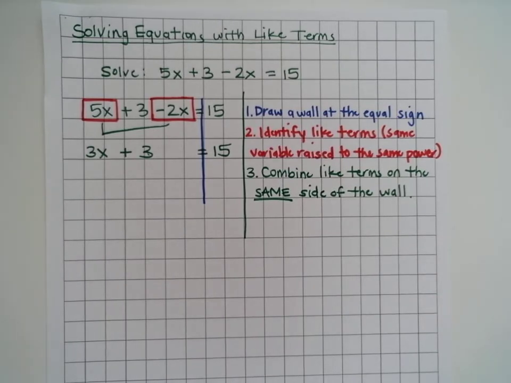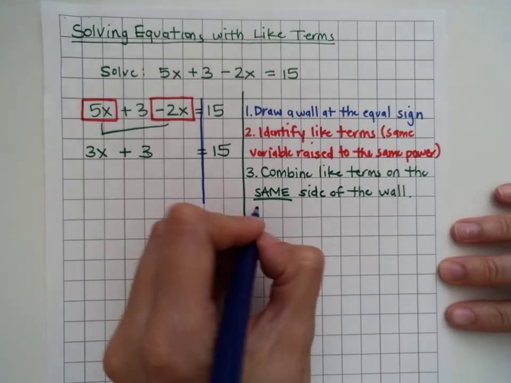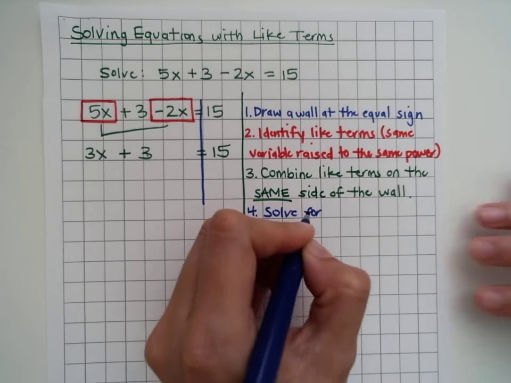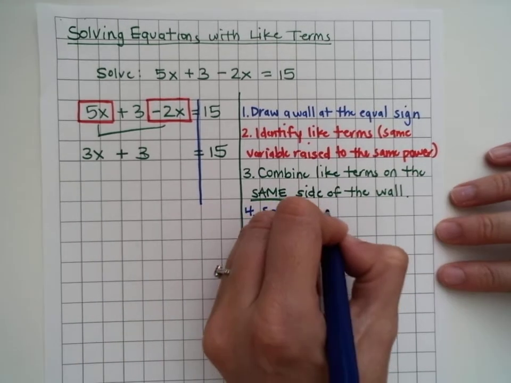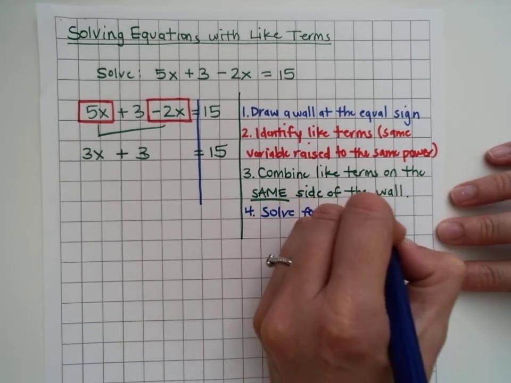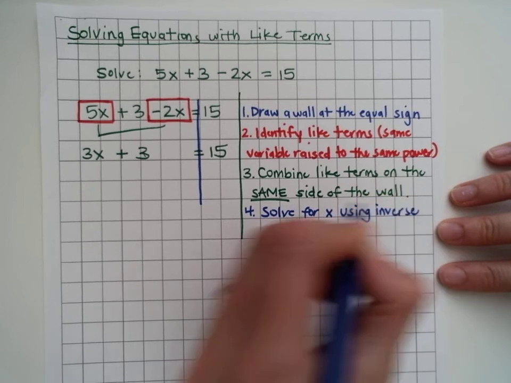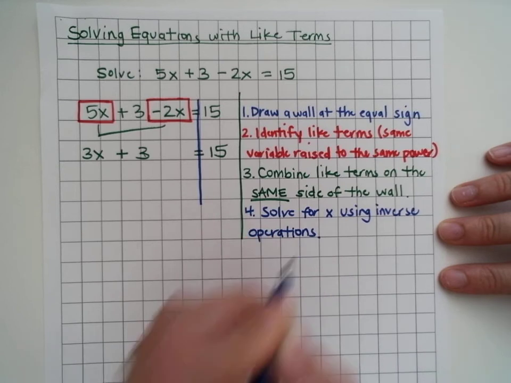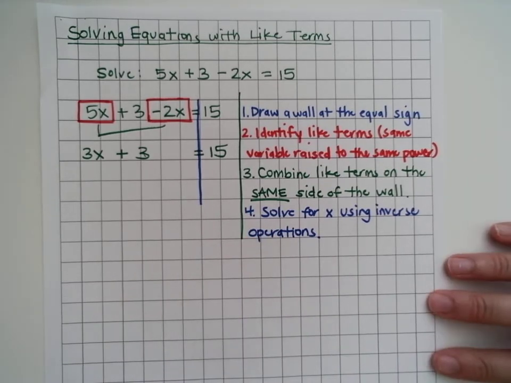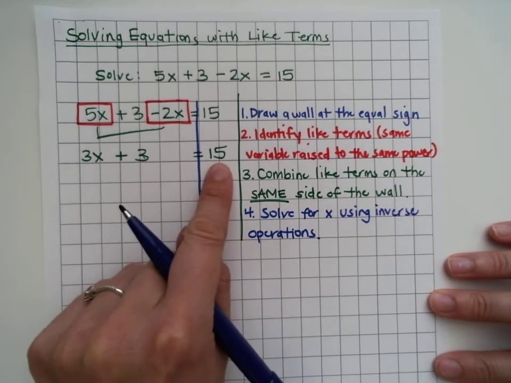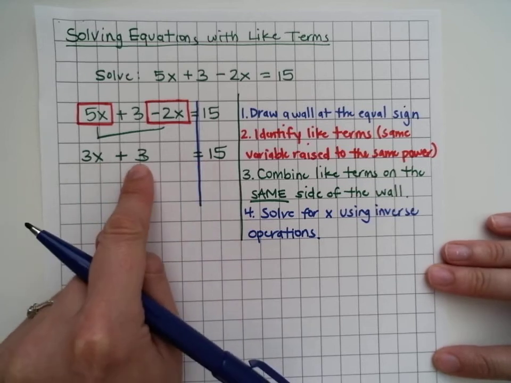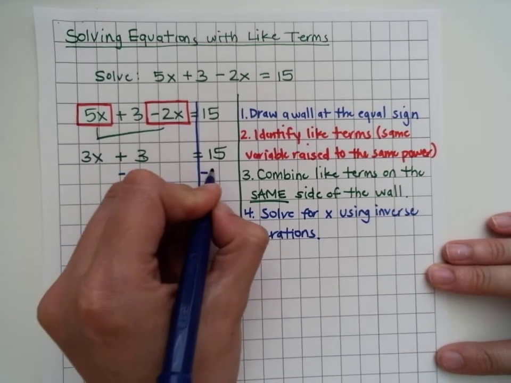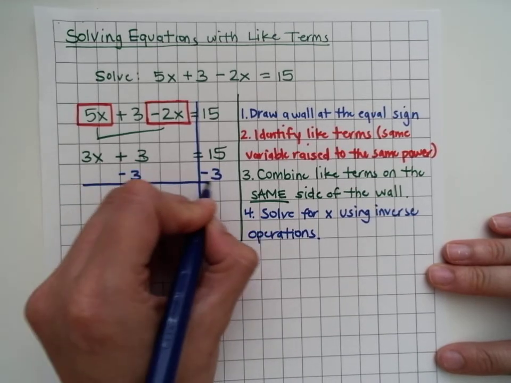And so next we are just going to solve for x, using our inverse operations. We won't write out all the steps because you've been doing this for a while now. So 3x plus 3 equals 15. So using our inverse operations, first we need to undo plus 3. So we're going to subtract 3 from both sides.